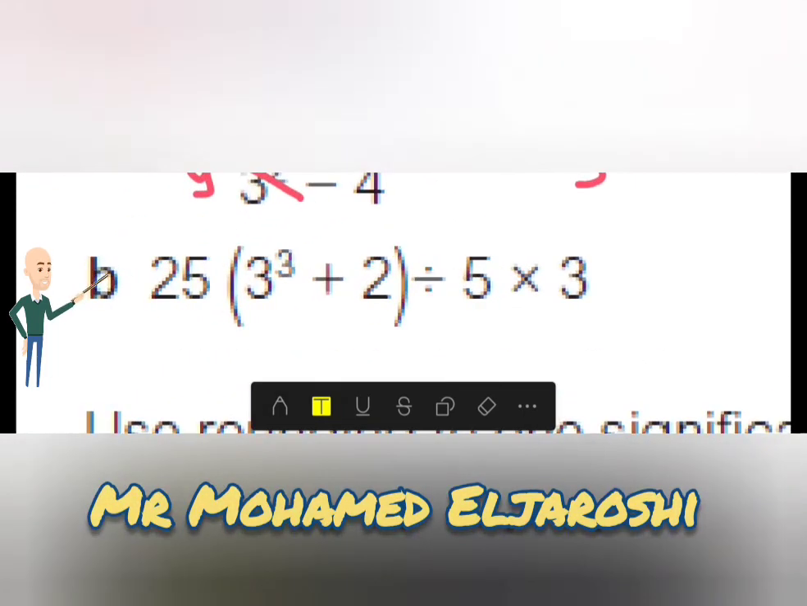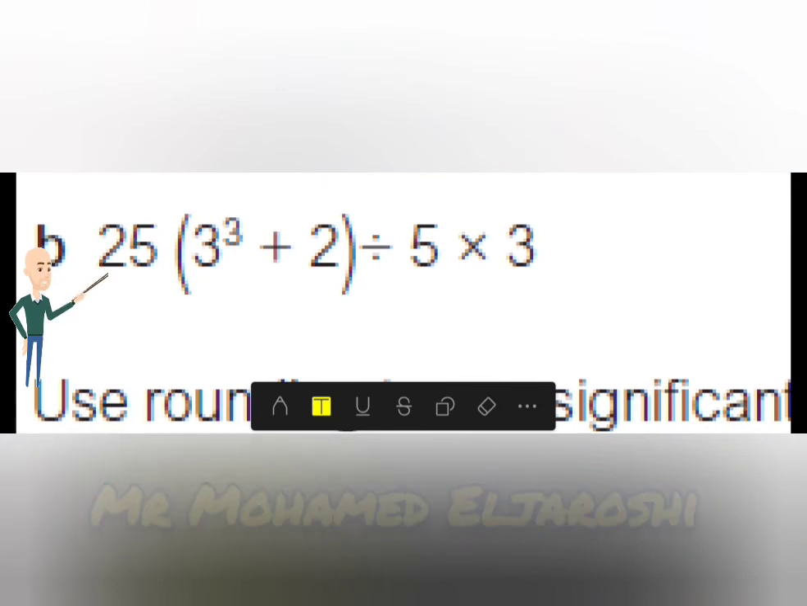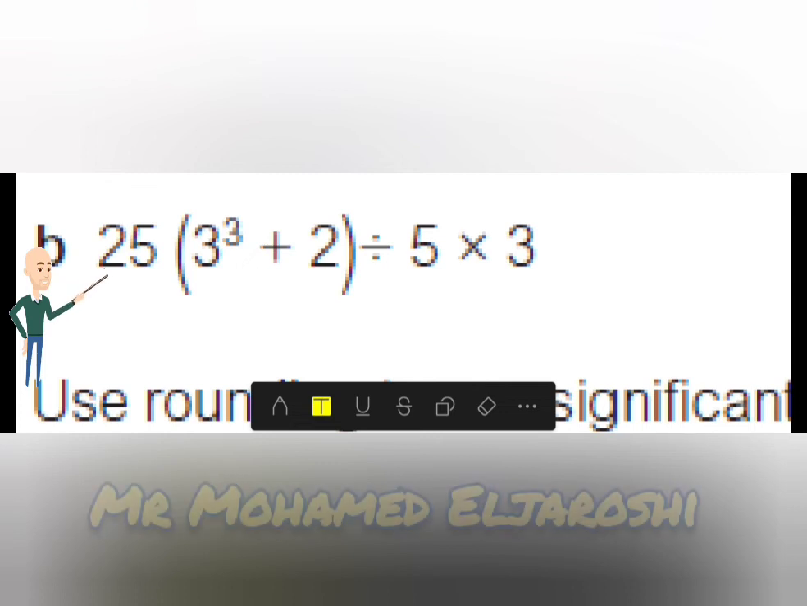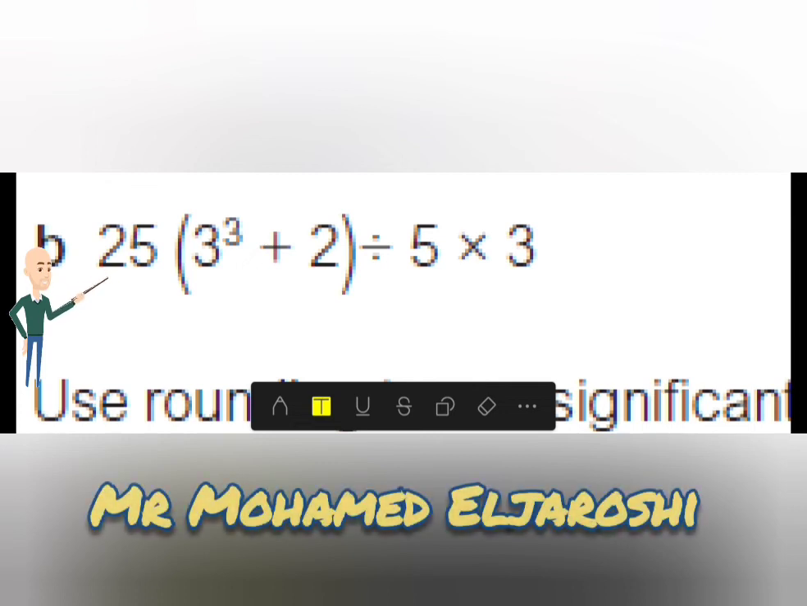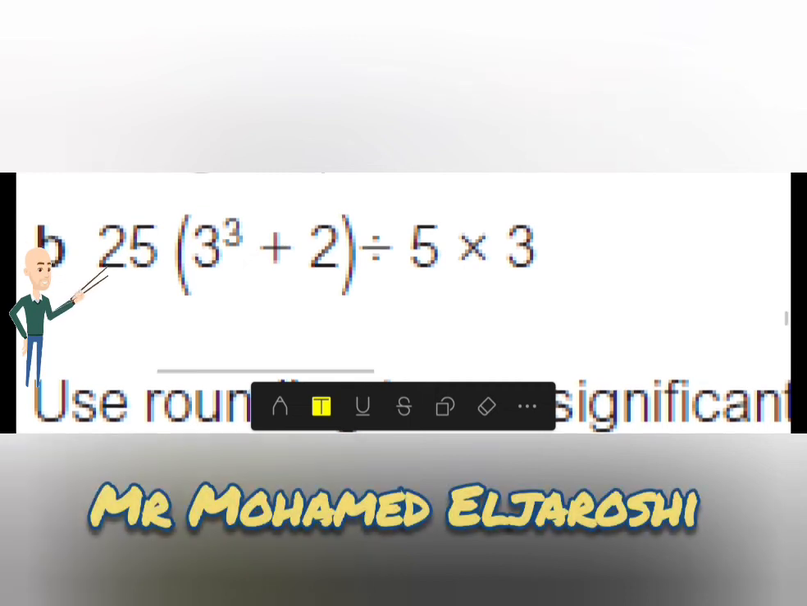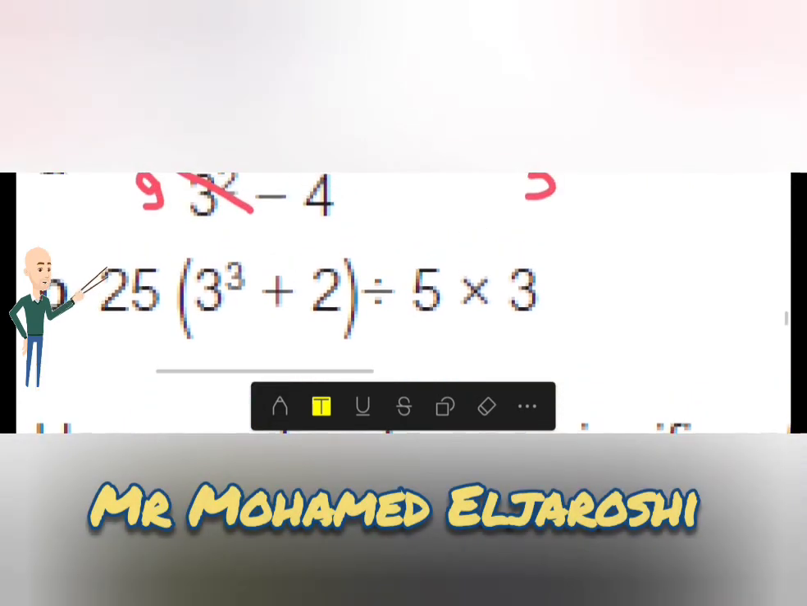Now, let's take a look at question B. The same idea, you can put it in the calculator and it will give you the same answer. Now, after putting this in the calculator, it will give you the answer. But for me, I want to give you the steps so you will know what happened. Now, let's start first with these questions.